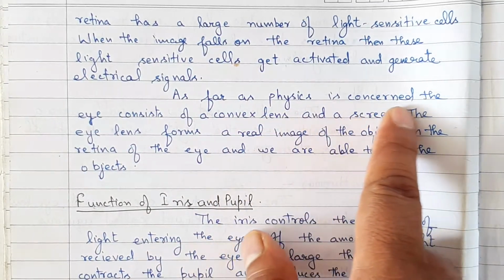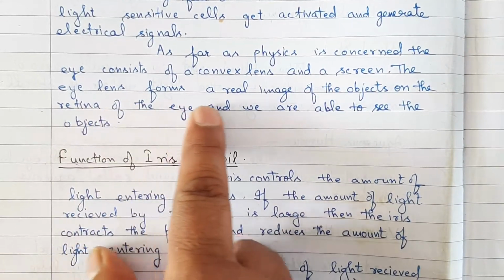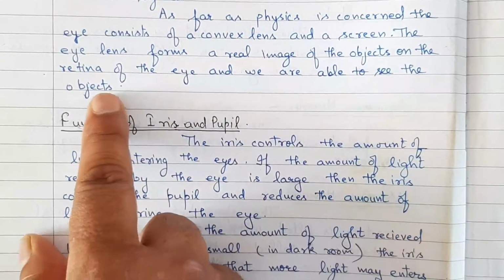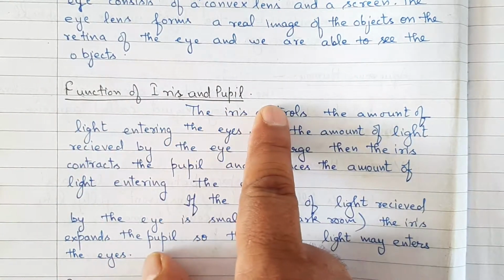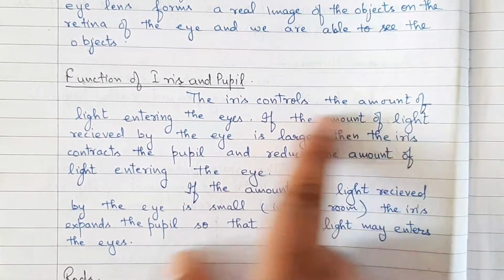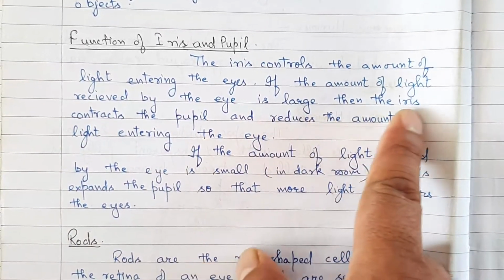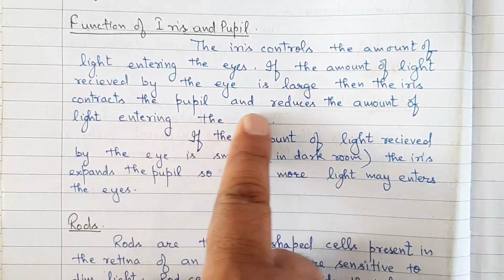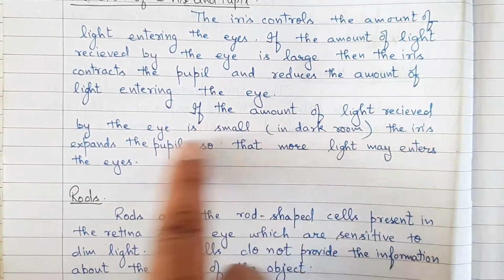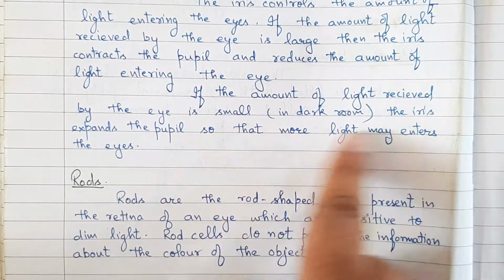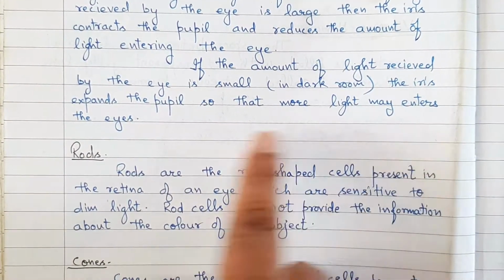As far as physics is concerned, the eye consists of a convex lens and a screen. The eye lens forms a real image of the object on the retina of the eye and we are able to see the objects. Function of iris and pupil. The iris controls the amount of light entering the eyes. If the amount of light received by the eye is large, then the iris contracts the pupil and reduces the amount of light entering the eye. If the amount of light received by the eye is small, the iris expands the pupil so that more light may enter the eye.